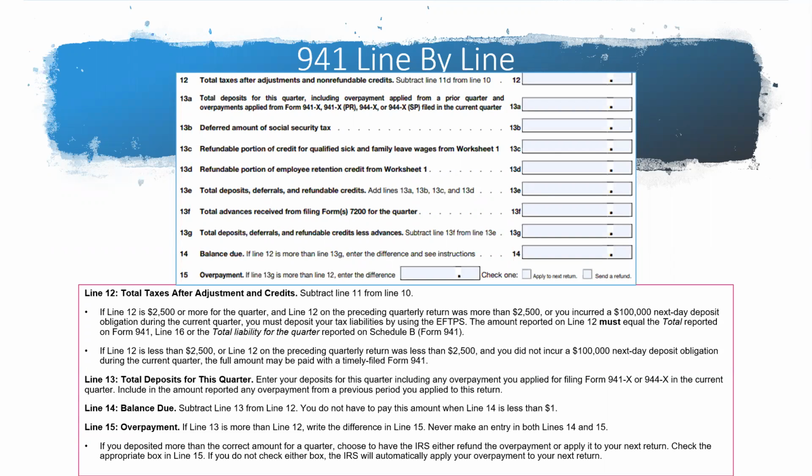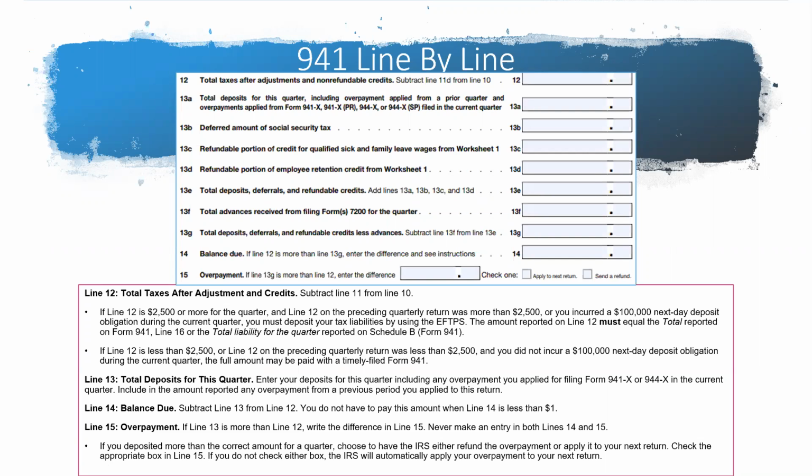So lines 13C and 13D are the refundable portion of the credit for qualified sick and family leave wages from Worksheet 1. So again, that Worksheet 1 is numbers pulled from previous sections of the Form 941, and you do some math, and the result of it gives you a refundable as well as a non-refundable portion. The non-refundable, again, was reported on lines 11. And then the refundable portion is being reported here. So line 13C is the refundable portion of the credit for qualified sick and family leave wages. That was the FFCRA. And then line 13D was the refundable portion of the employee retention credit, the ERC.